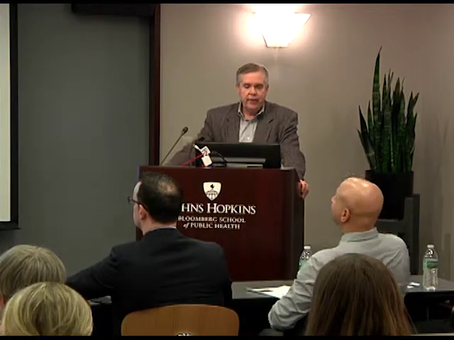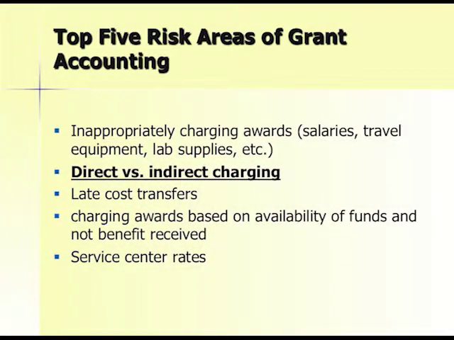Okay, here's just something I threw out there to look at things that I know the auditors look at, what they consider high risk, and that's inappropriately charging awards, travel, equipment, things like that. Late cost transfers always raise a flag. As I've spoken many times about, charging an award based on the availability of funds is a no-no. Just because you have funds available, you can't just charge some type of cost there. It has to meet those four criteria. But we're going to talk about direct versus indirect charging. This is another one of the areas that the auditors love to look at.